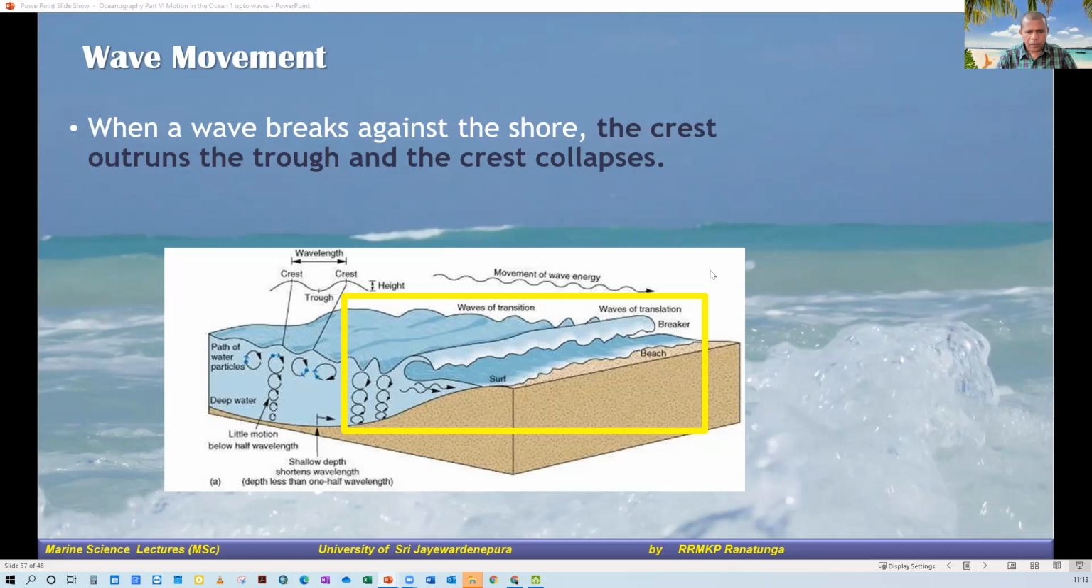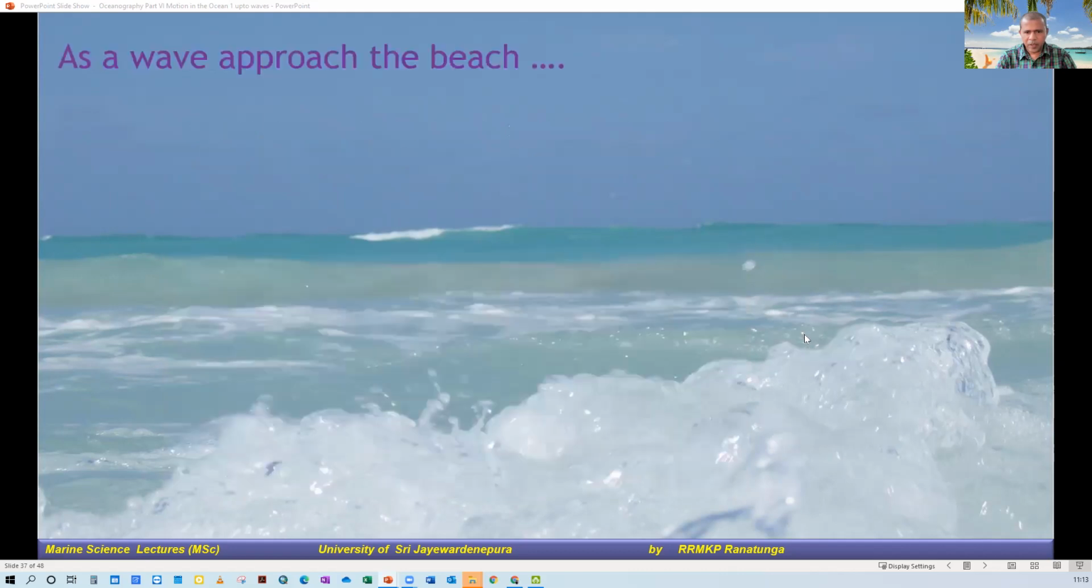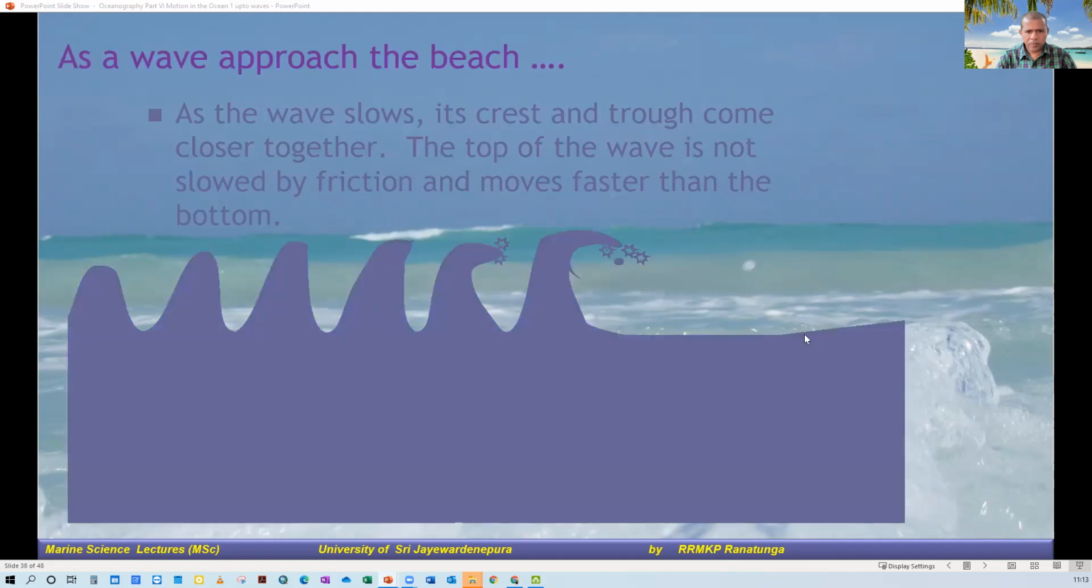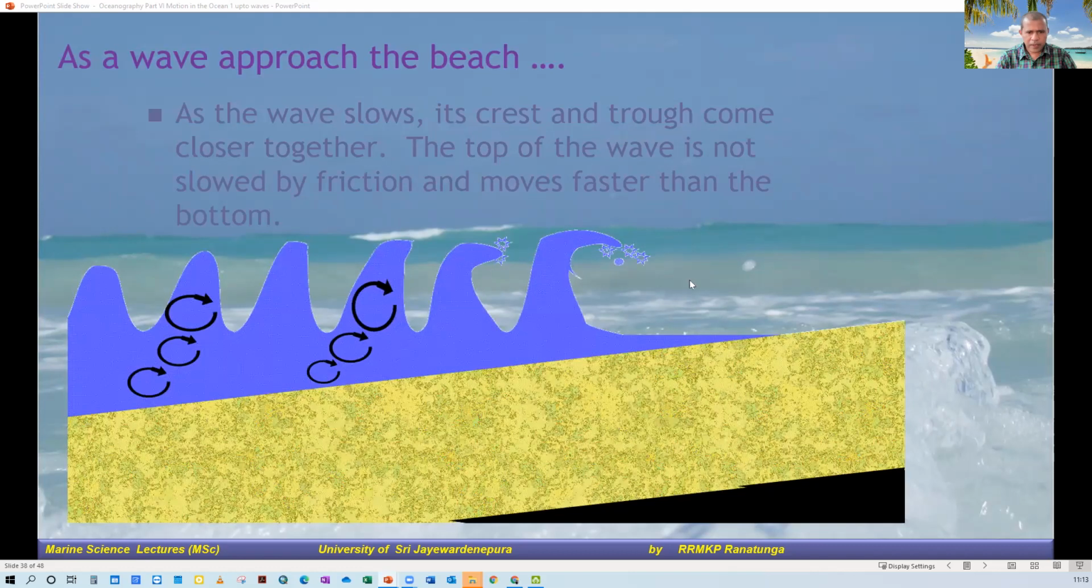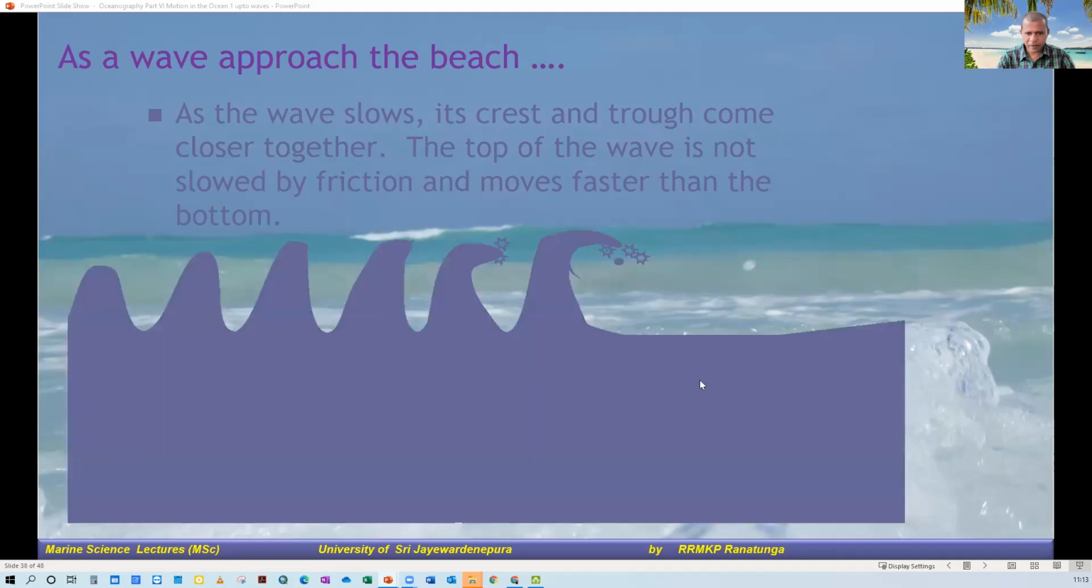So okay, now you have an idea about what you call the wave breaker. As you would see in this case, this is a wave breaker. Even this graphic shows what you would notice in a wave breaker as it approaches the beach. It's all about the particle movements, the difference in the particle movements in the top particles versus bottom particles. Right?